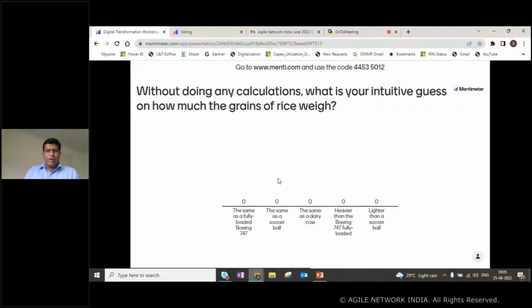Nupur, you can check if this is working or if there is some issue. Yeah, it is working. Actually, people were looking for the code. Okay, now we can see the code. Okay, so we have one response. Thank you. You say that it's lighter than a soccer ball. Okay.